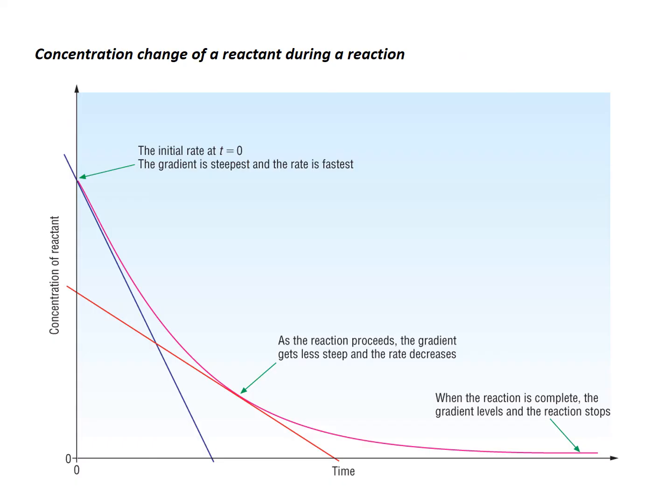So we've already done these graphs where we have looked at the steeper the gradient, the rate is at its fastest. So we've got a graph here that's concentration of reactant over time, and so the concentration is going down, and so we would do concentration change divided by time taken, so change in y over change in x. And the initial rate at t equals 0, so time equals 0, the gradient is steepest, so the rate is at the fastest. As the reaction proceeds, the gradient gets less steep and the rate decreases. When the reaction is complete, the gradient levels and the reaction is stopped, so there would be 0 rate of reaction. Maybe pause and sketch it.